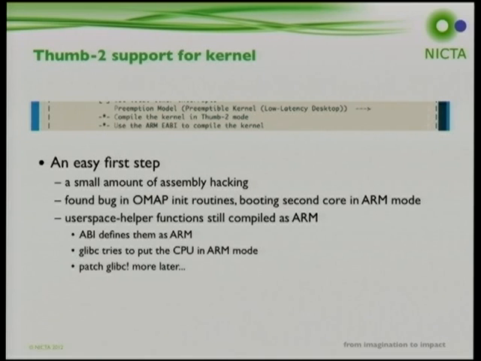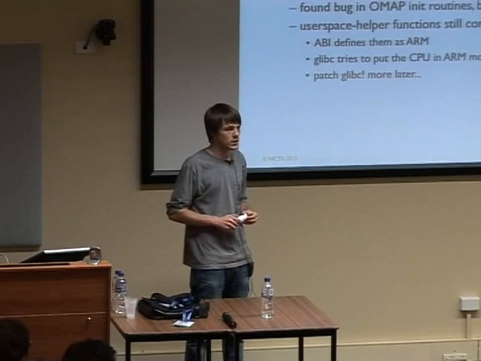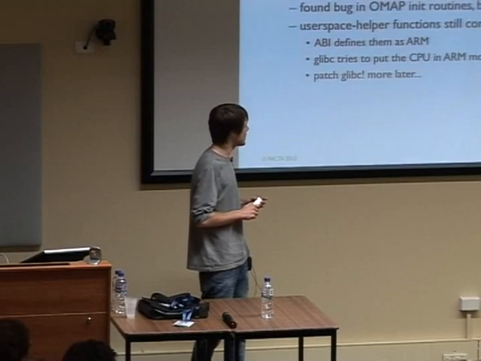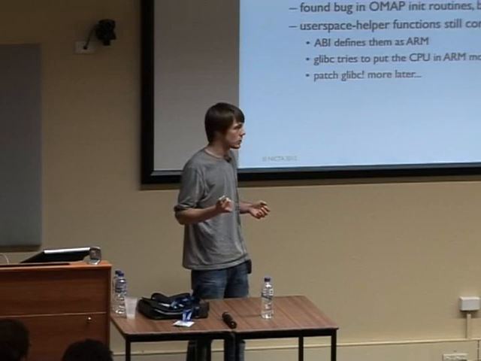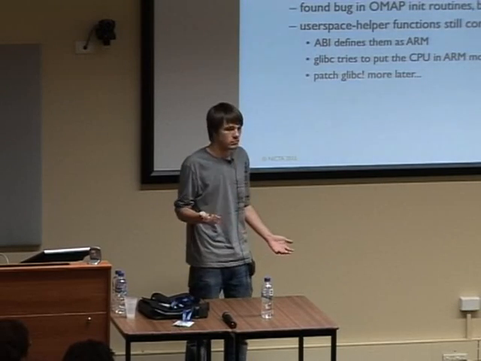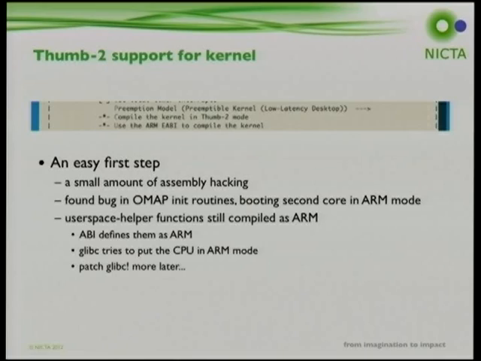Also, there was a problem with the booting. The second A9 core started in ARM mode, even though we had compiled the kernel for Thumb2, so that needed to be fixed. Also, I noticed that the kernel didn't compile completely to Thumb2. There are these user space helper functions. They're designed to be accessed by user space, so they're compiled as ARM. This is the ABI, and glibc switches the CPU to ARM mode before it calls them. So naturally, when we compile the kernel as Thumb2, we still need this to work. So that's why the kernel still compiles these as ARM.